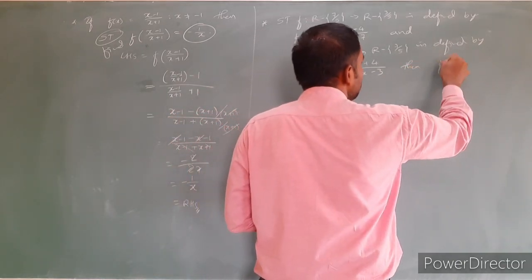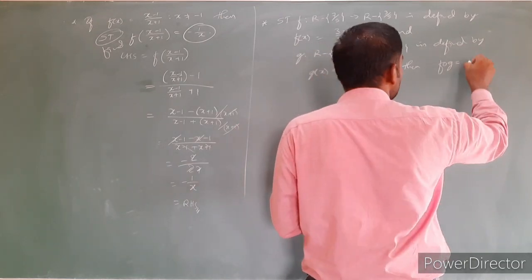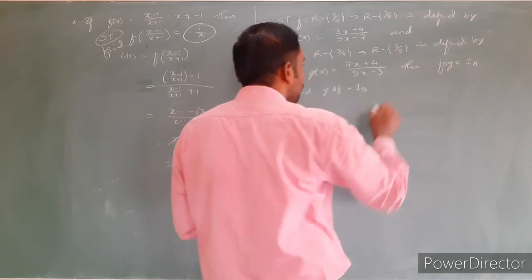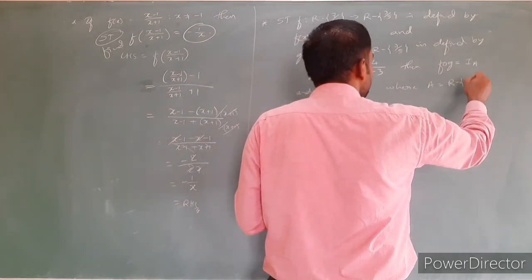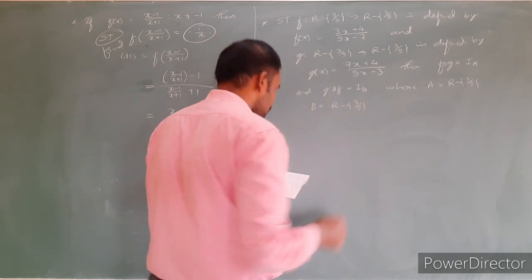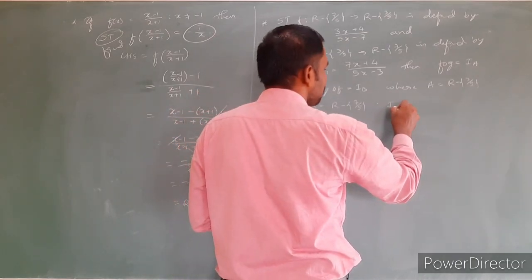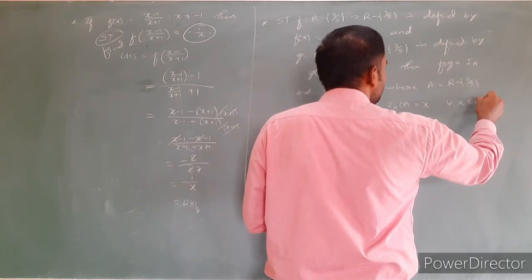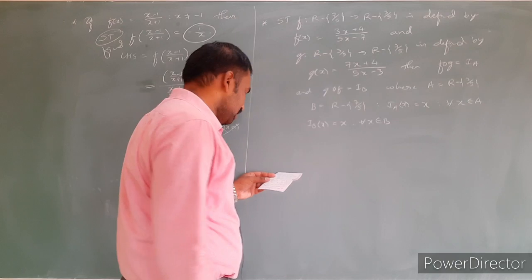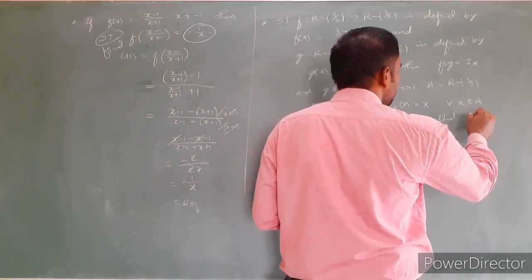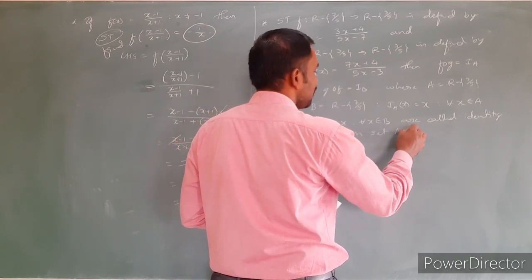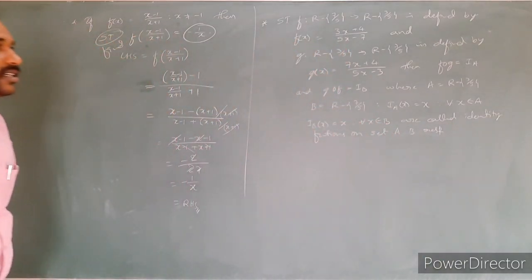Then f circle g is equal to the identity on the set A and g circle f is equal to the identity on the set B, where A is equal to R minus the singleton set 3 by 5 and the set B is equal to R minus the singleton set 7 by 5, where I suffix A of x, which is nothing but x for all x belonging to the set A, and I suffix B of x, which is equal to x for all x belonging to the set B, are called identity functions on the sets A and B respectively.